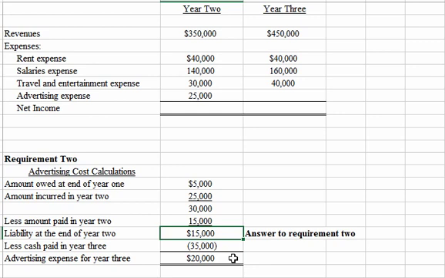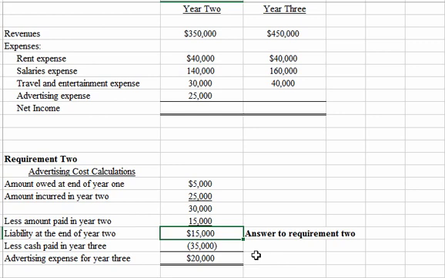Had there been, let's say, a $5,000 balance owed to the advertising agency at the end of year 3, then we'd have to add in that $5,000 balance to the 20 to get the advertising expense for year 3. Hope that makes sense. If we had owed them $5,000 at the end of year 3, that was our end of year 3 liability. They tell us it's 0.